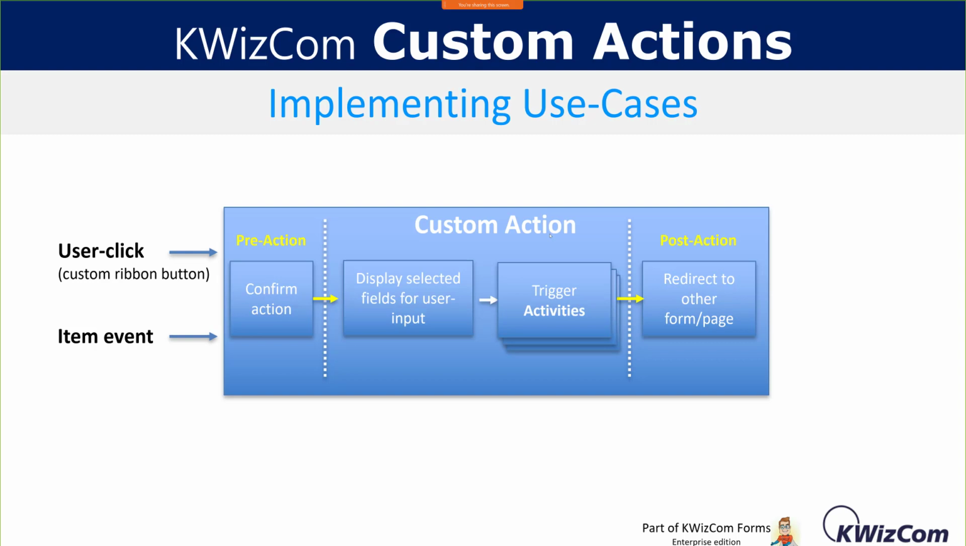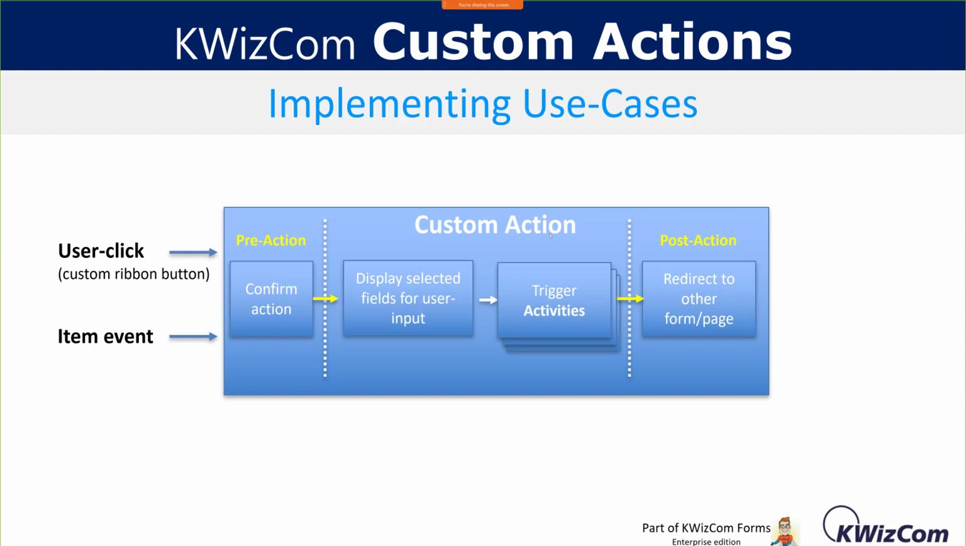Once the custom action is triggered, it can display an initiation form, a configurable initiation form, which allows user to provide input for the custom action. And then it calls a series of activities, the activities that I mentioned just now, these simple actions one by one with parameters. And finally redirect the user to another form, another page. And so it's very similar to the concept of workflow, but as you will see, we follow the same user experience of KWIZCom forms. We try to make it as simple as we can.